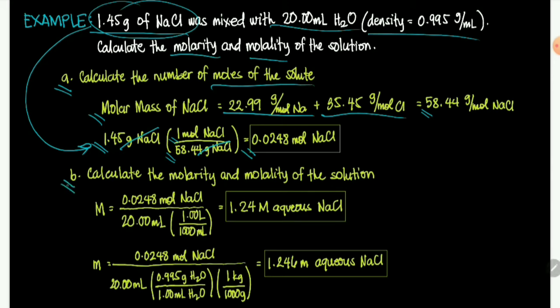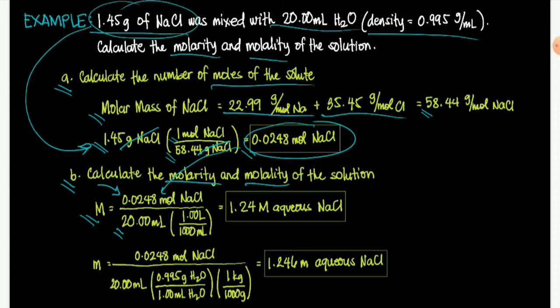For the next step, calculate the molarity and the molality of the solution. For the molarity, number of moles of the solute, 0.0248 moles of sodium chloride, ilalagay lang natin doon, over the volume of your solution. I-assume natin dito na walang contribution sa volume yung solute. Kapag naglagay ka ng sodium chloride, hindi niya masyadong nababago yung volume ng buong solution.